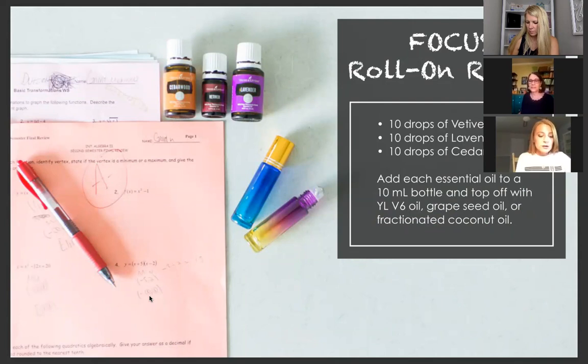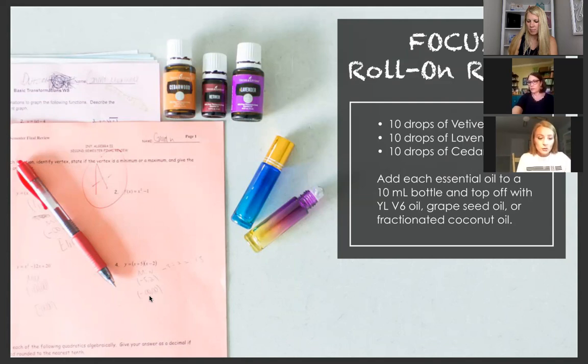All right, so there are so many different times you need to stay focused as a teacher: writing lesson plans, grading papers and tests, prepping for parent-teacher conferences. So let's talk about 3 oils that will help you focus during difficult times. And you can see in the graphic right there. So you have vetiver, lavender, and cedarwood.